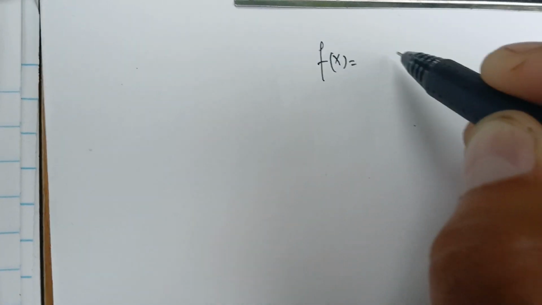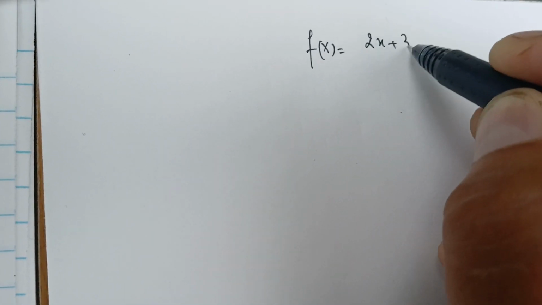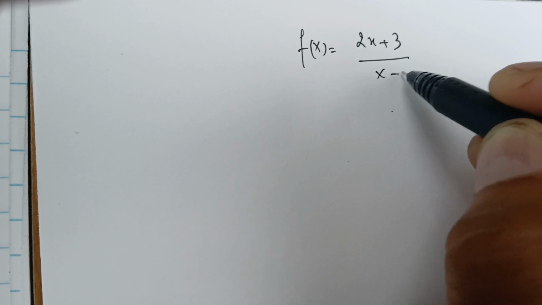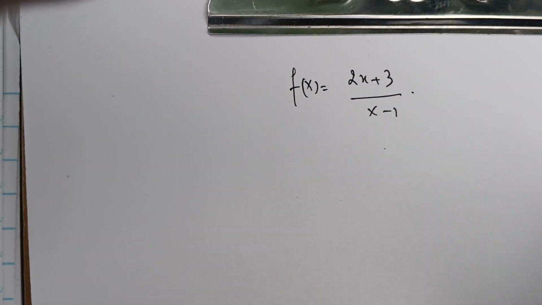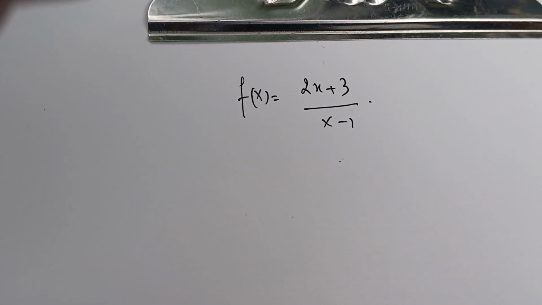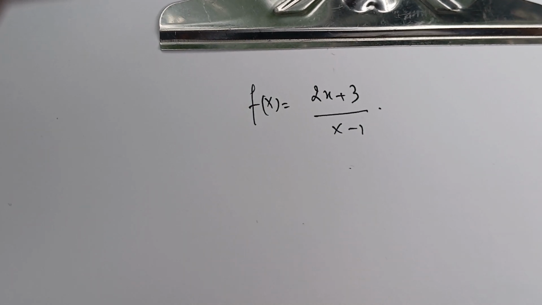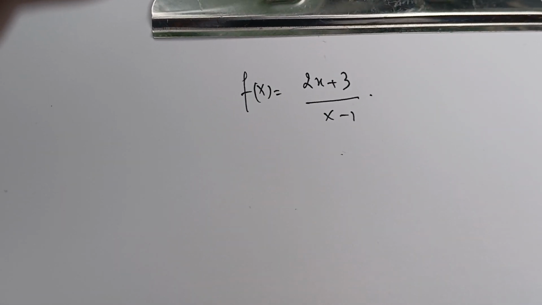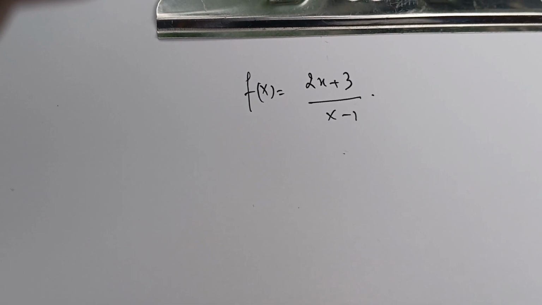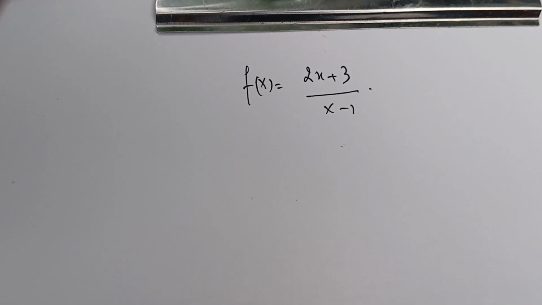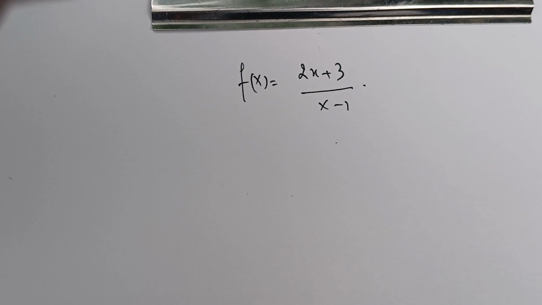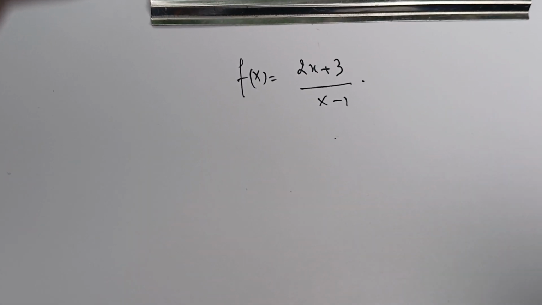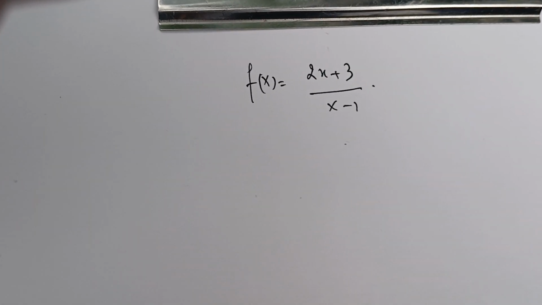Let f be defined by f of x is (2x plus 3) over (x minus 1). We want to find the range of this function using algebra only. We can use the calculator and find all we need, but we want to learn how to find the range. It's good to see how you can bracket the values that you need.